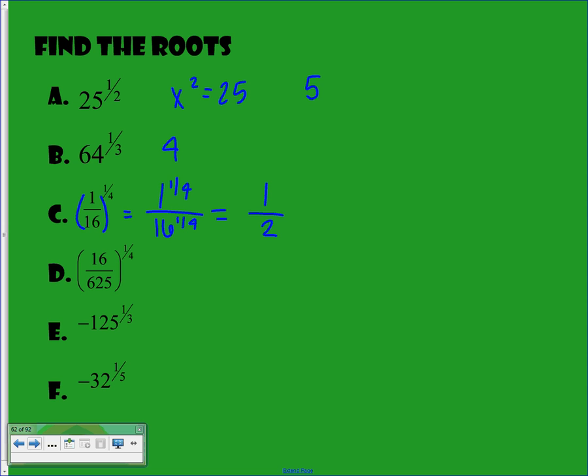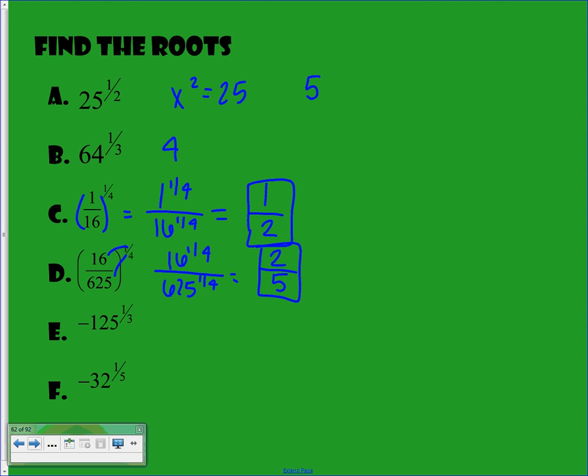D is the same thing. We're going to say 16 to the 1/4 over 625 to the 1/4, distributing that power to both of those. What to the 4th power is 16? We just said that was 2. And on the denominator, what to the 4th power is 625? Well, that's 5. So our final answer there is 2/5.